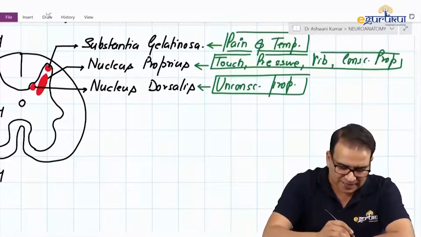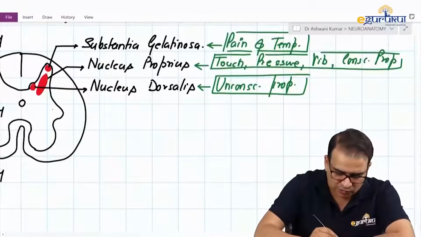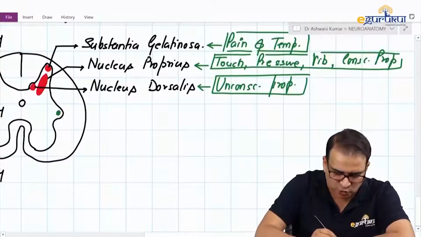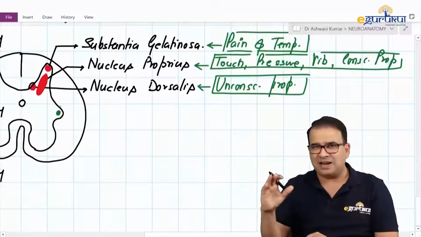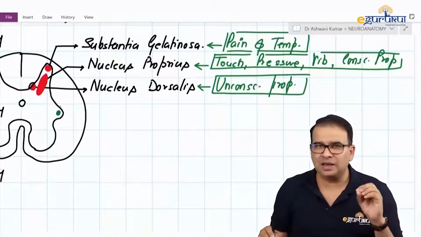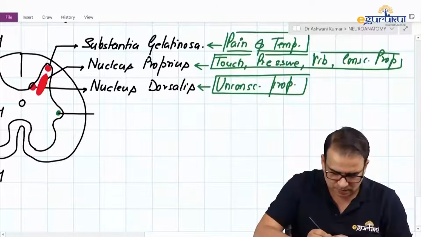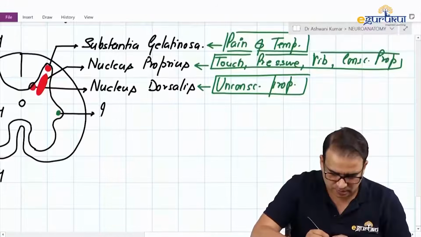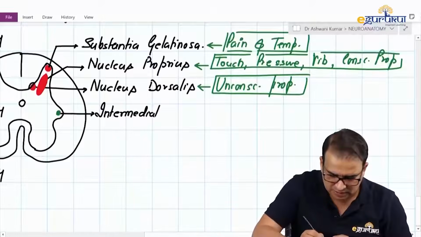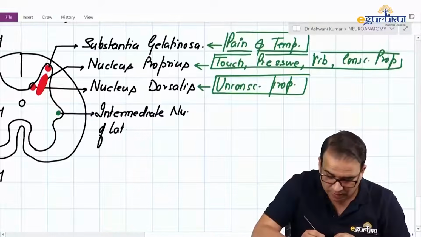Now coming to the lateral side, guys, we have the lateral horn, and the lateral horn also has nuclei. There are again two nuclei in the lateral horn, a medial and a lateral nucleus. We don't have to worry about it. Just remember there is a nucleus called the intermediolateral nucleus, the intermediate nucleus of the lateral horn.